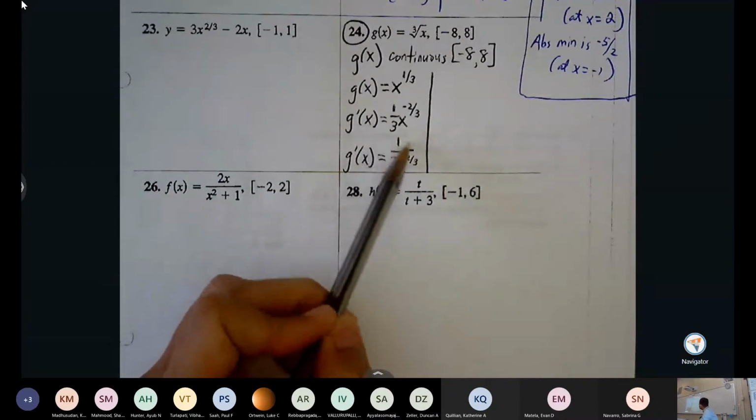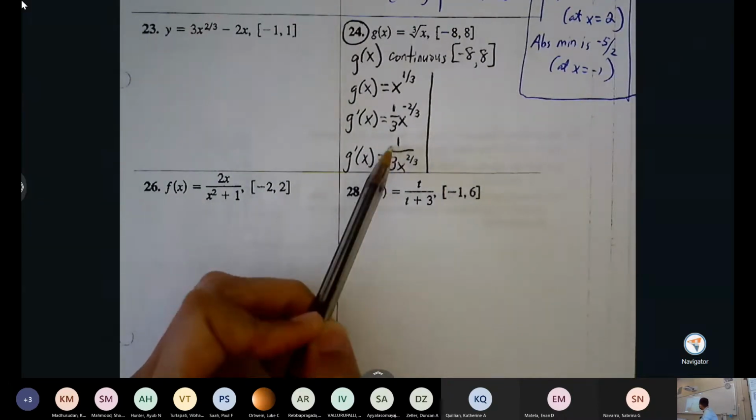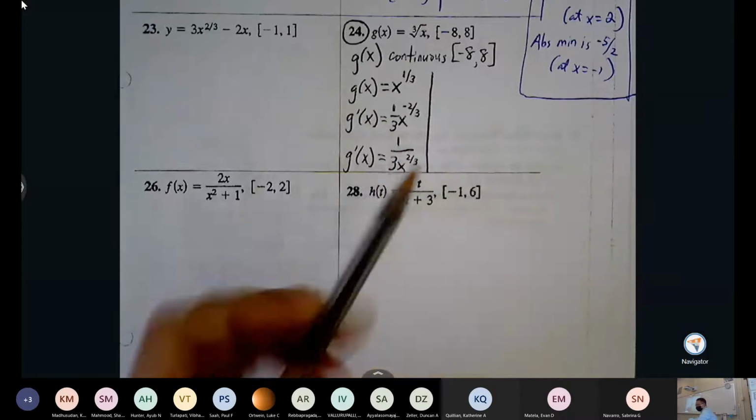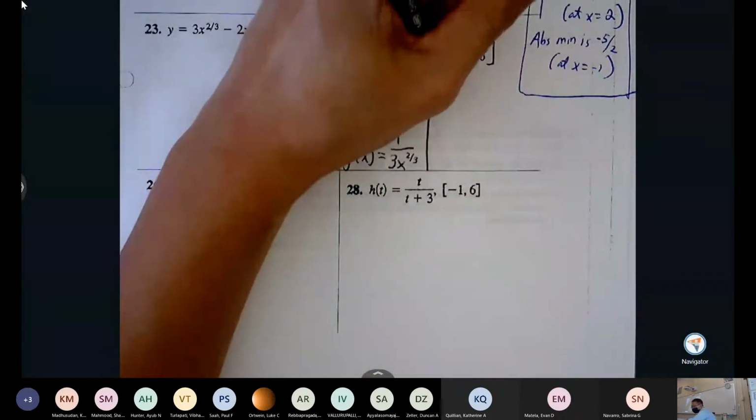And nothing from numerator, right? 0, that doesn't make sense. But if I set the denominator equal to 0, I'm going to get something here.